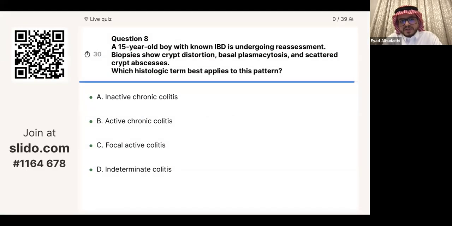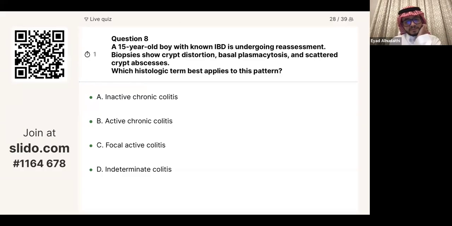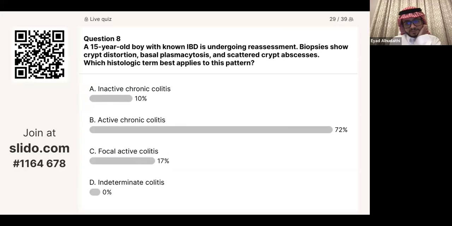So next one, a 15-year-old boy with non-IBD undergoing reassessment. Biopsy showed crypt distortion, basal plasmacytosis, and scattered crypt abscesses. Which histological term best applies to this pattern? Inactive chronic colitis, focal active colitis, or indeterminate colitis? So you have some keywords. So two-thirds have got it right.